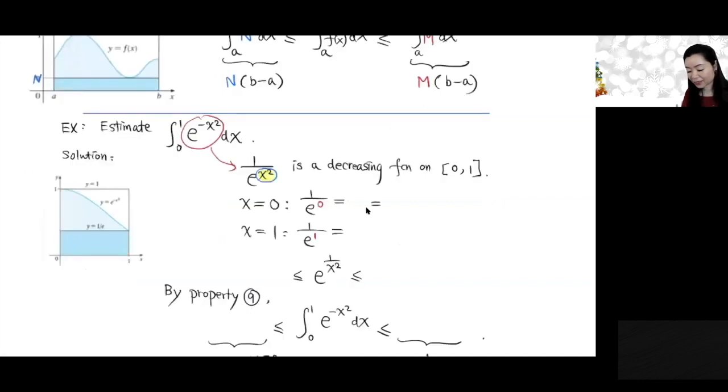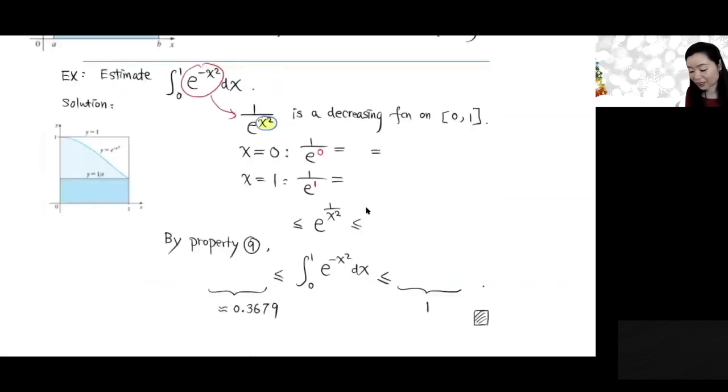Now let's use this on this example. This is e to the negative x squared, so this is a graph of e to the negative x squared. When x equals 0, this function is going to be 1. When x equals 1, this function is 1 over e. So it's going to start from x equals 0, y equals 1. So it starts from here. At x equals 1 it is 1 over e, and it ends here.